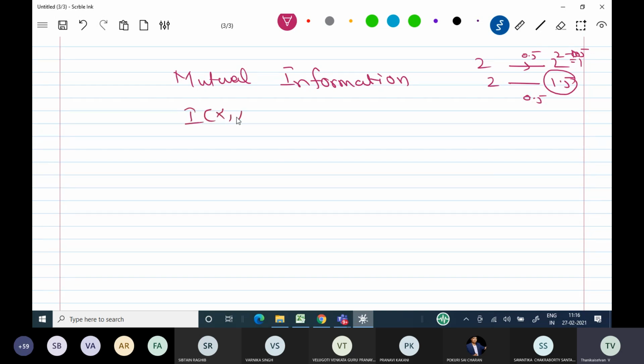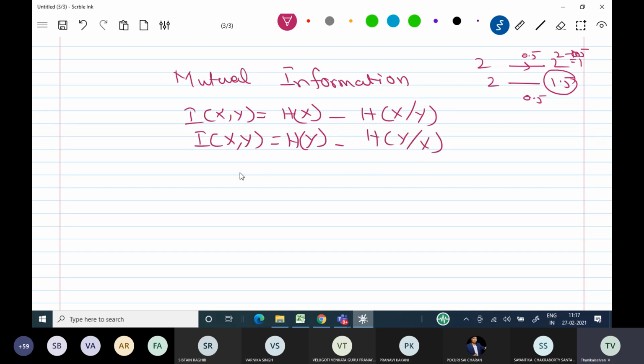I of x comma y is equal to H of x minus H of x by y. H of x and H of y are known as marginal entropy. Also, I of x comma y is equal to H of y minus H of y by x.